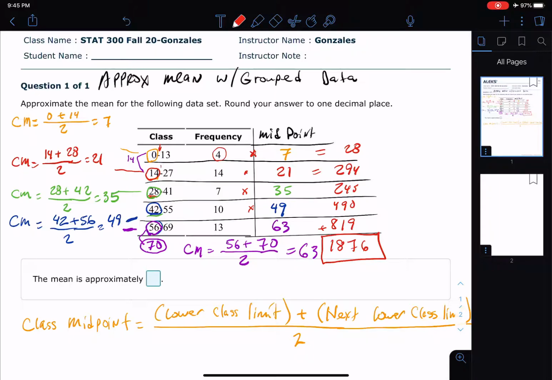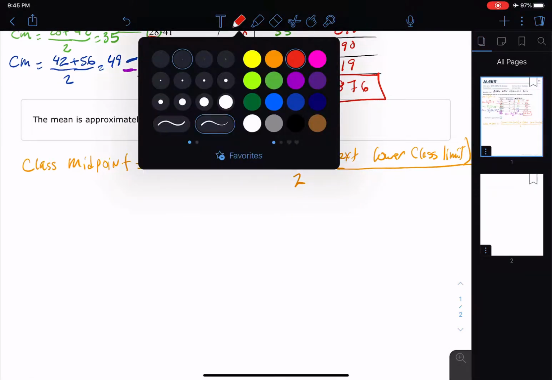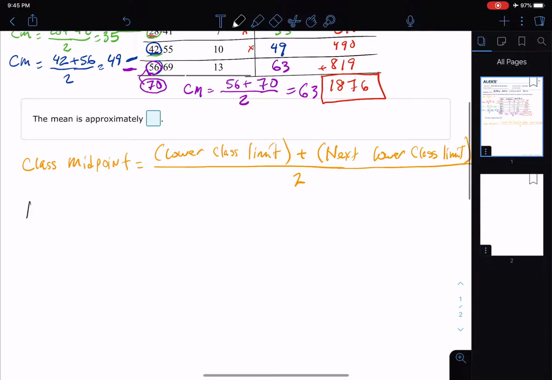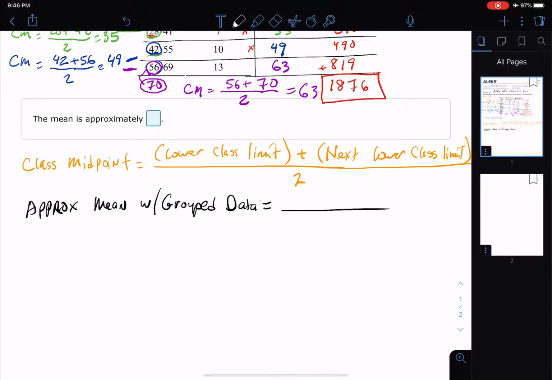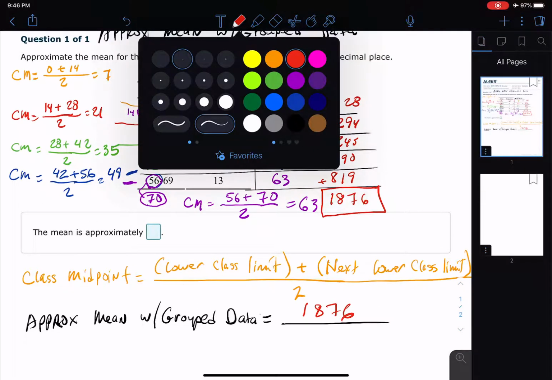Okay, so now remember we're trying to find an approximate group mean. Let me continue on down here. I'm trying to find, well, let me write that out. I'm trying to find the approximate mean with grouped data. So we just added all those numbers up, essentially, and have 1,876. Now we have to divide by how many numbers we added up, and the amount of numbers that we added up go into this category of frequency.